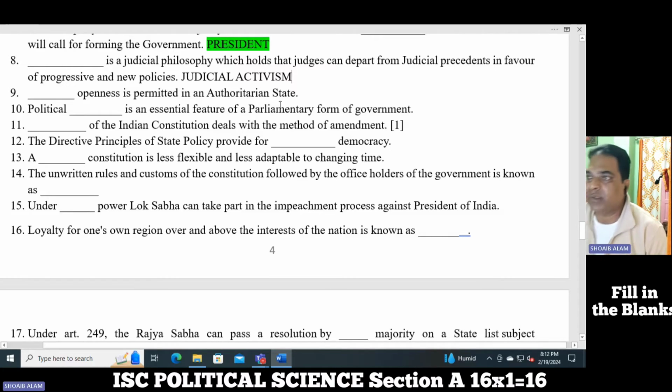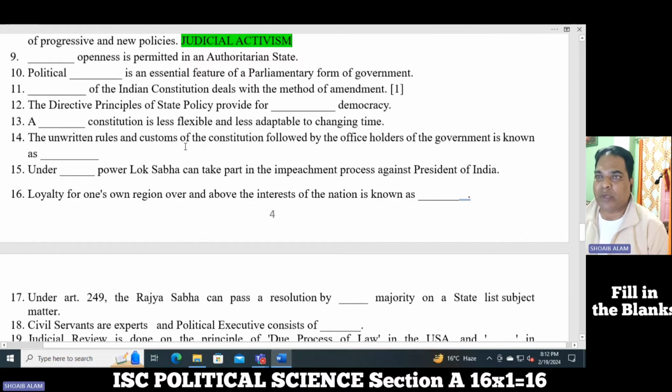Judicial activism. So this is the correct one. Judicial activism is a philosophy which holds that judges can depart from judicial precedents in favor of progressive and new policies. Now let us move on to number 9.